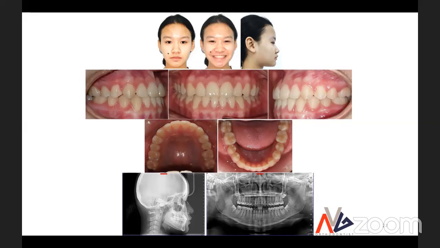Dr. Raghunath wants to ask, what bracket prescription was used in pseudo class 3 cases? There is no particular prescription that I would prefer. But usually I use MBT and I use Damon as well. So it's not particular to a pseudo class 3 or anything. You can use anything.